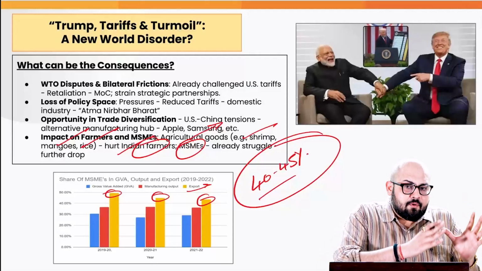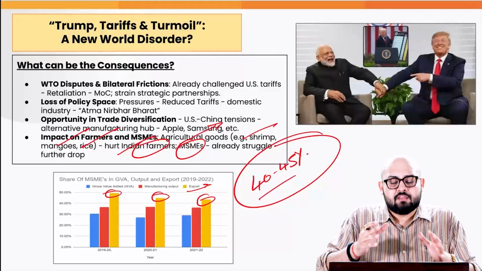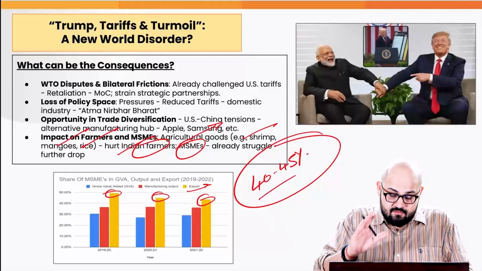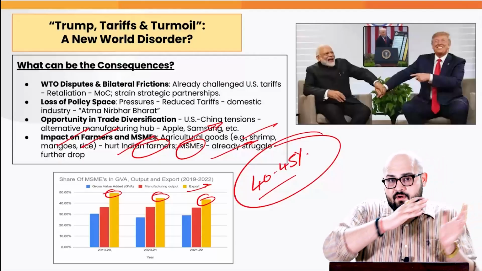Now, if you have the imposition of US tariffs on India's exports, definitely it would hamper the overall growth of these MSMEs. That is one of the very important points. Already they are struggling and their position would further drop.